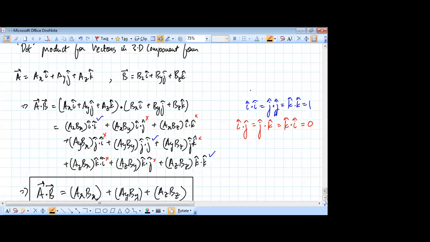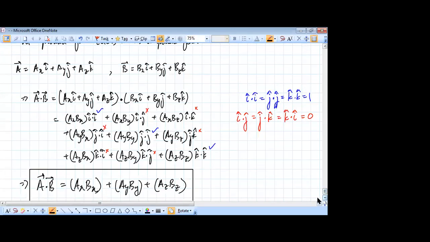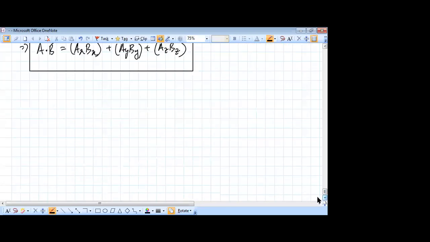So written this down, people. So let's look at a simple example.